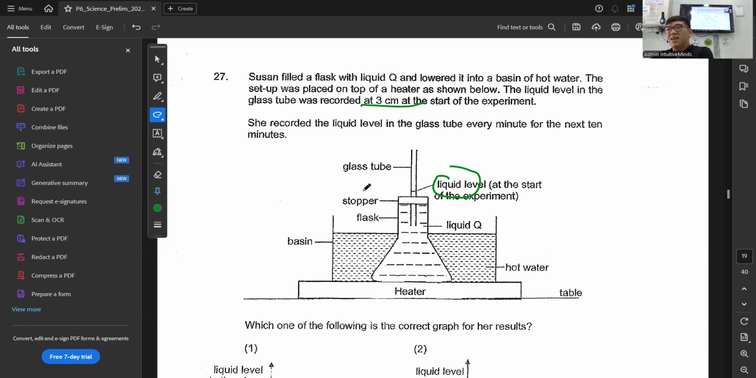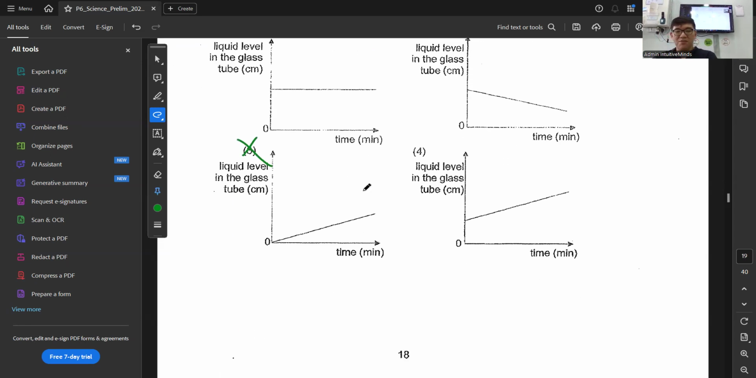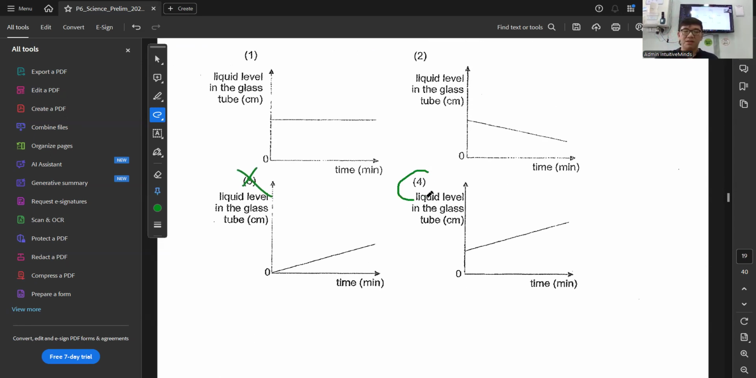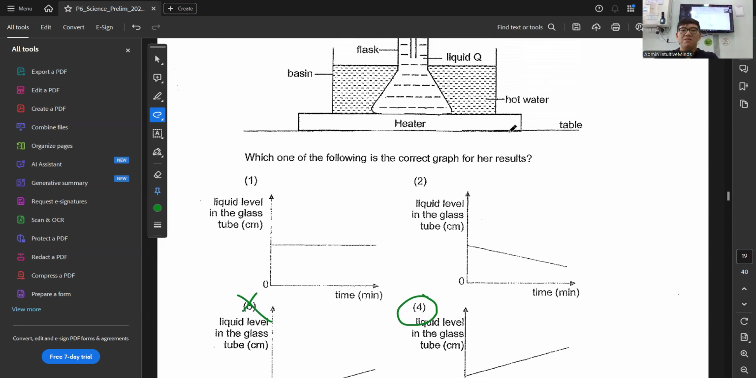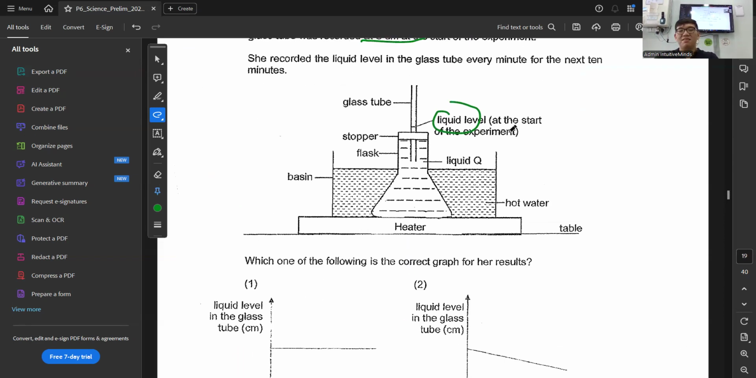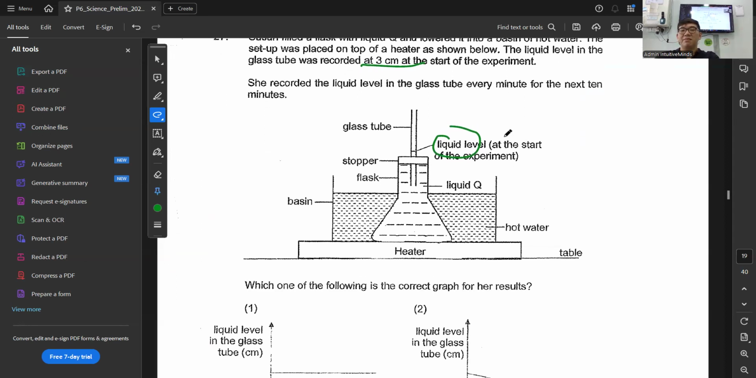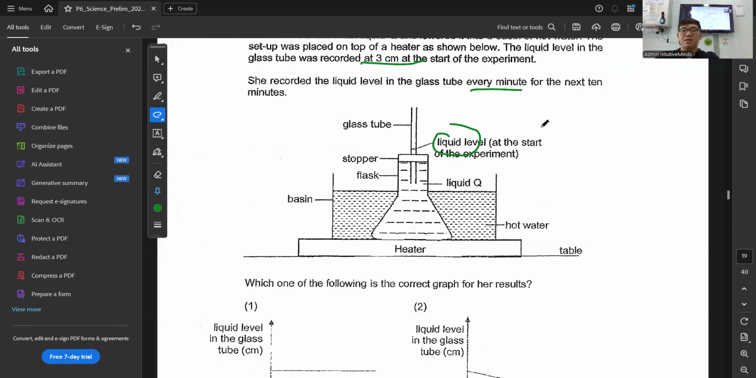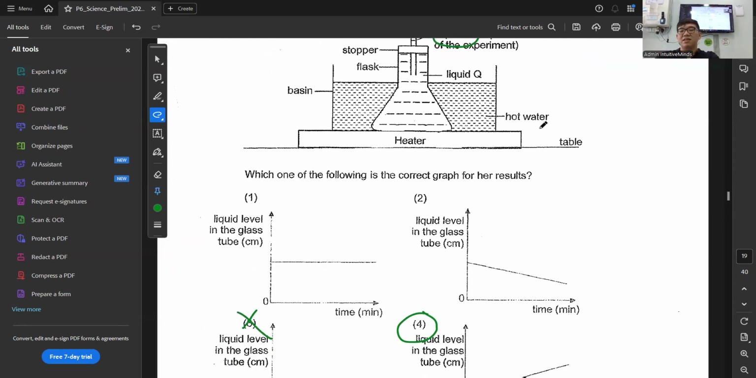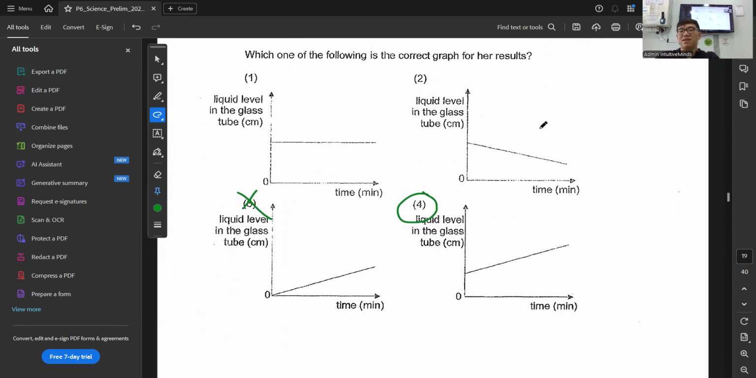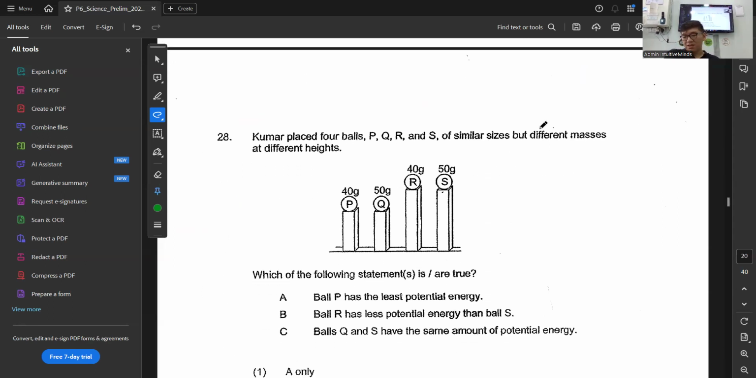So that one expands when it's being heated, and therefore the answer should be 4. You might think it will evaporate, but that is later on, when it starts to boil. Every minute, minutes to hours, so that won't happen. You've got to read the question. Okay, very good.